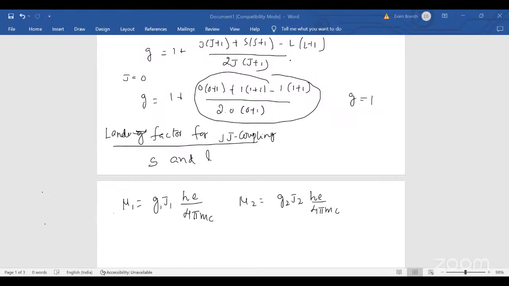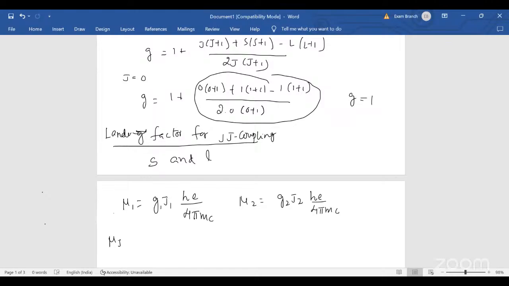We have written mu1, the magnetic moment of the individual electron, and similarly mu2, the magnetic moment of the other electron. Here J1 and J2 are coupled together. So mu J is what we get by combining these two.